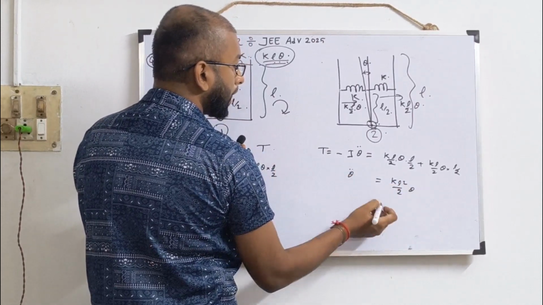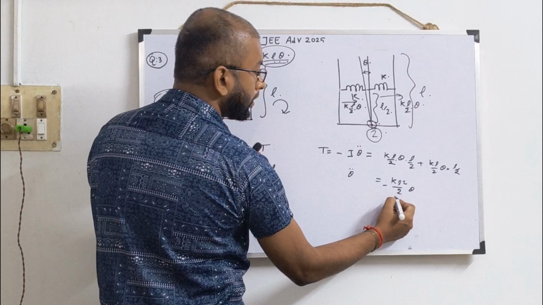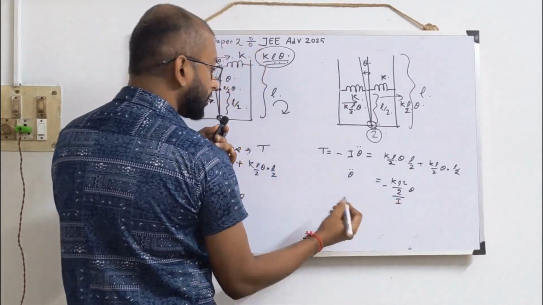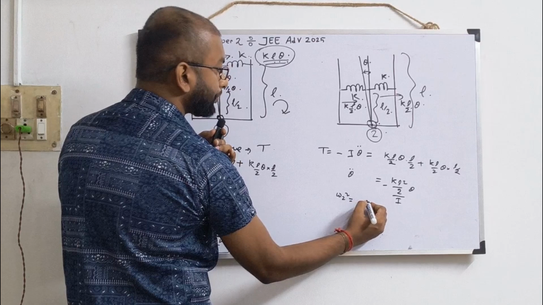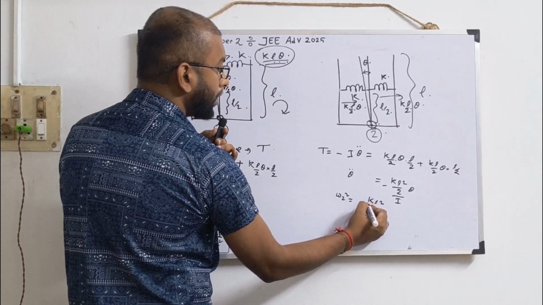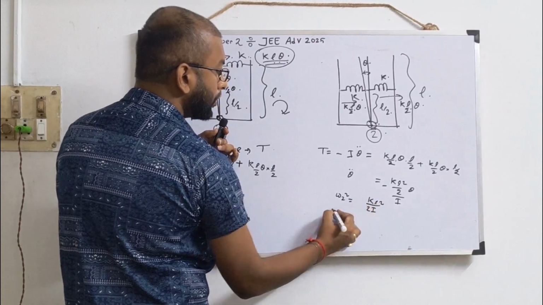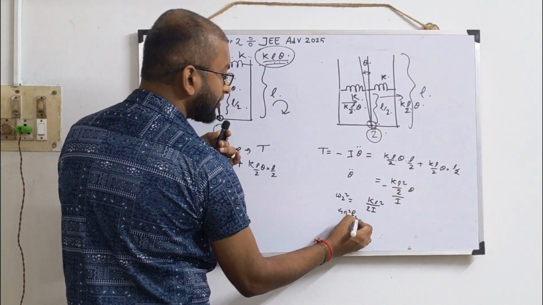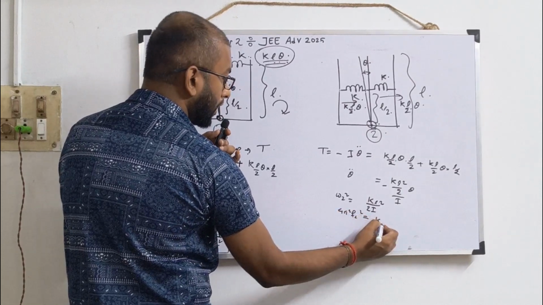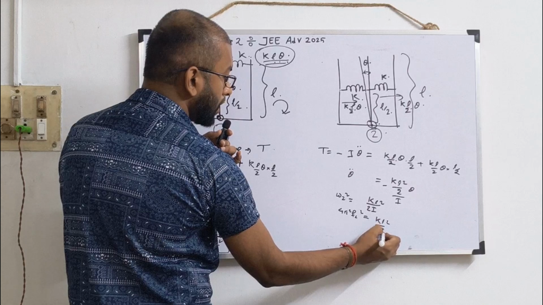So theta double dot I can write, minus I will come to this side. So for the second case I am getting omega 2 square to be K L square by 2I. So I can write omega 2 square as 4 pi square f2 square equals K L square by 2I.